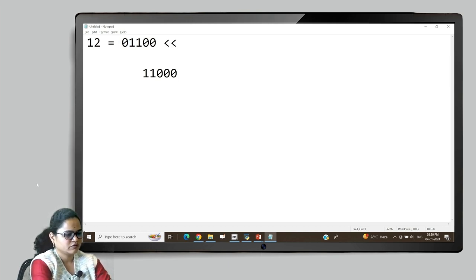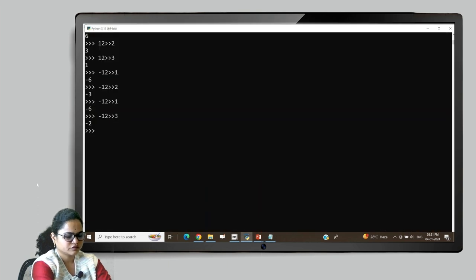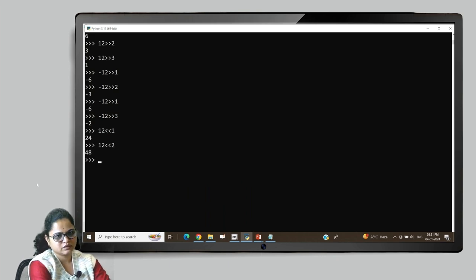So when I do it for 2 digits, remove 2 digits from the number, so 01, and add that many zeros at the end. So we'll see what will be the result of it. 12 left shift 1 digit, the result is 24. Then 2 digits to the left, you will get the result as 48.